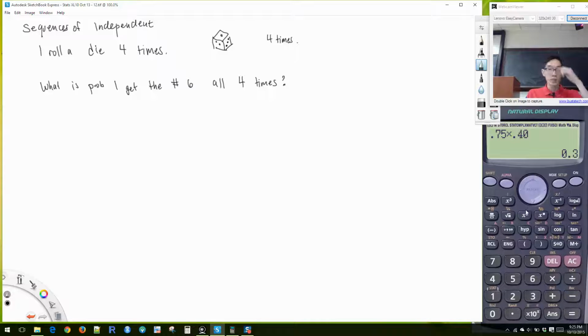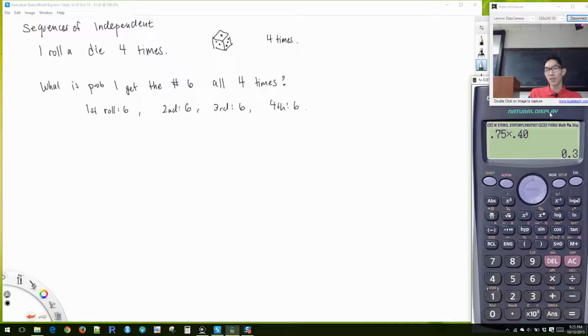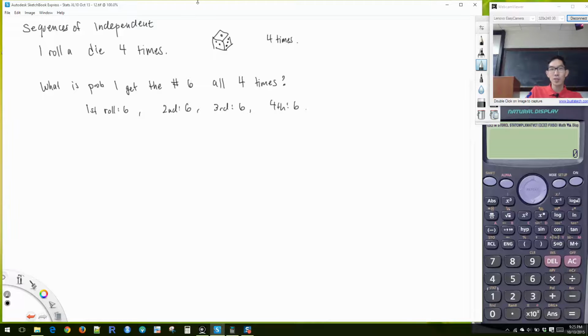So in order for this to happen, what has to happen on the first roll? The first roll must be a 6. The second roll must also be a 6. The third roll must be a 6. And the fourth roll must be a 6. Does this seem like it's going to happen very often? No. Is it possible though? It is. Let's figure out the probability of this happening.